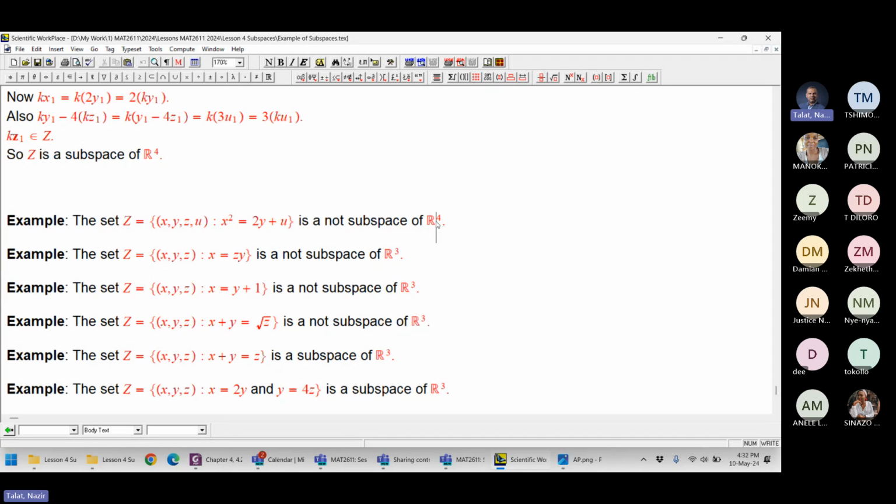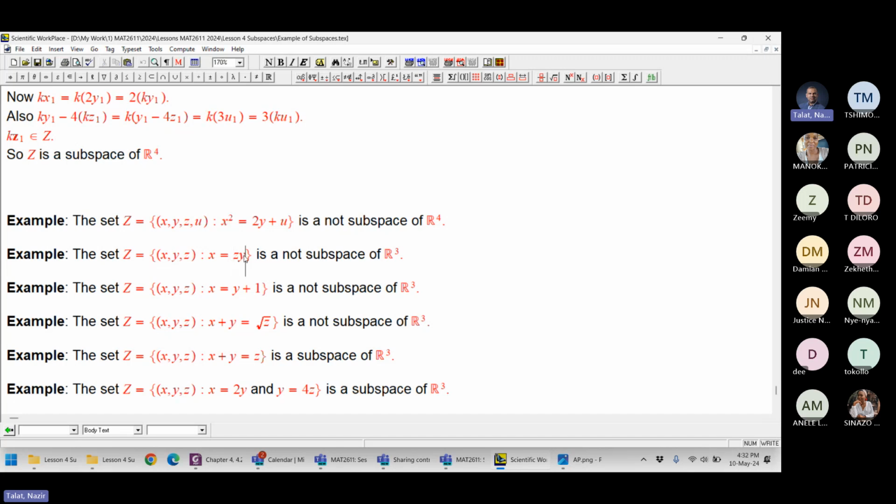Like in R4, if we take this set, remember, if there is some square or square root or a product of the entries, then it will never be a subspace. It cannot fulfill the condition. When you check that, you can see that it is not closed under vector addition, and if you multiply k with z, then k z does not belong to Z. So both conditions will not be satisfied.